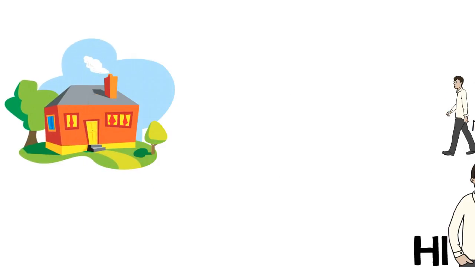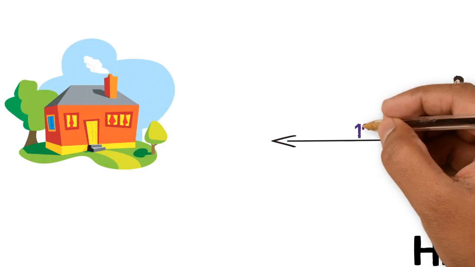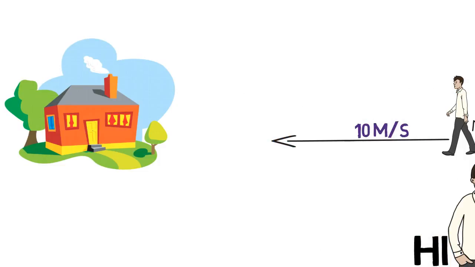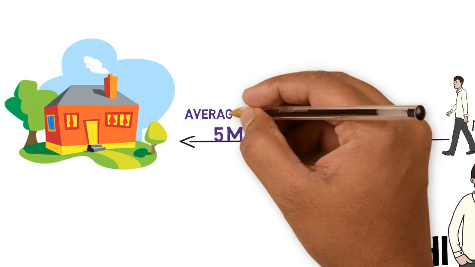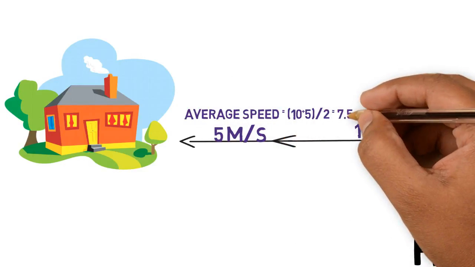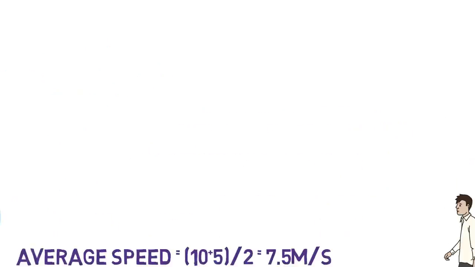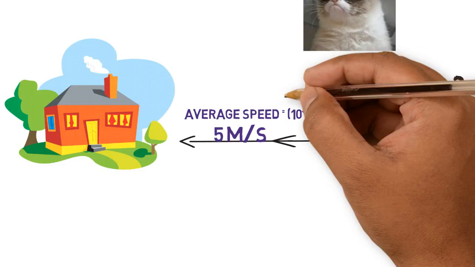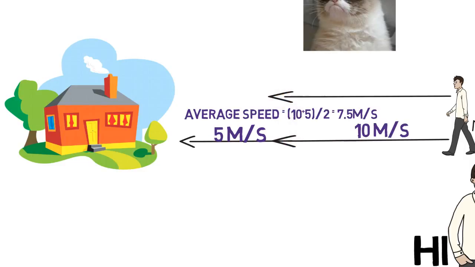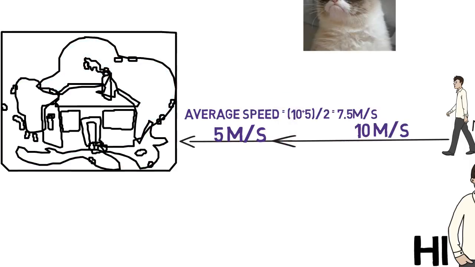Suppose you are going to your friend's place at a speed of 10 meter per second for most of the distance, and for remaining distance at 5 meter per second. Then your average speed would be 10 plus 5 whole divided by 2, which is equal to 7.5 meter per second. That's not correct.